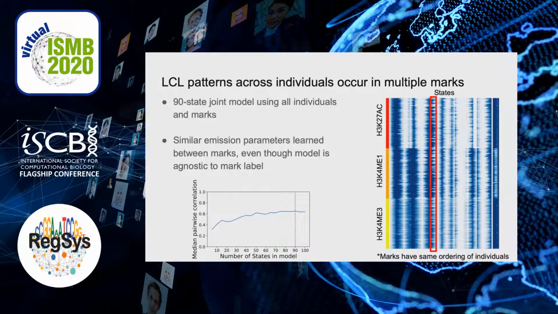We computed the correlation between each pair of marks within each state. We show that the median correlation across states is high, and that the median correlation is maximized using a 90-state model, which we use for subsequent analysis. While this analysis does not rule out confounding factors between samples, the consistency across different histone modifications suggests that the global patterns may be biological rather than technical.